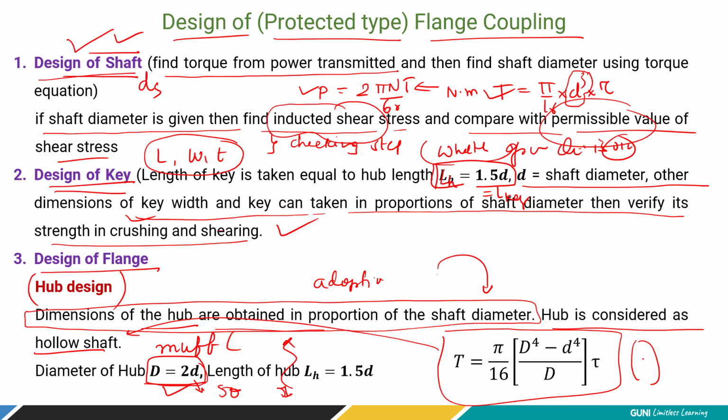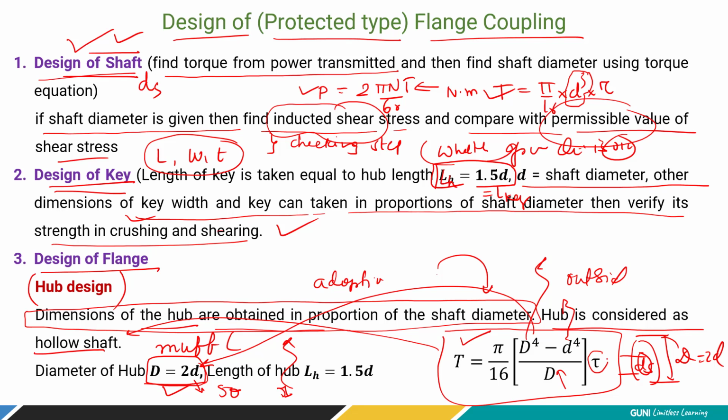So this hub has dimensions: the inside diameter is equal to shaft diameter, but its overall outside diameter is equal to capital D, which is taken as 2 times the shaft diameter, right? So we are going to consider the hub itself as a hollow shaft, and we are going to use this equation. Torsional shear stress is equal to pi by 16 into D raised to 4, minus d raised to 4, divided by D. This is the outside diameter, which is taken in terms of proportion of shaft diameter. This is again the shaft diameter, and this is the hub diameter. So we are going to find the shear stress induced, right?